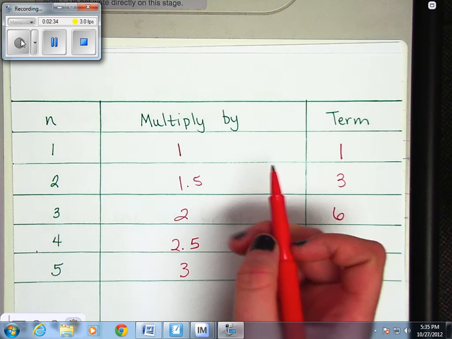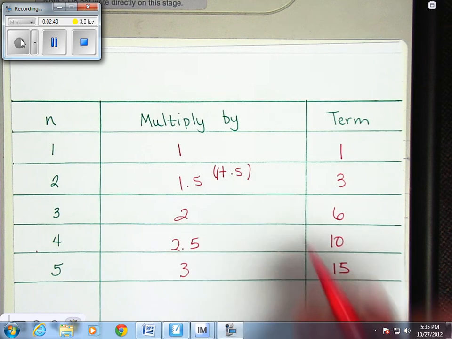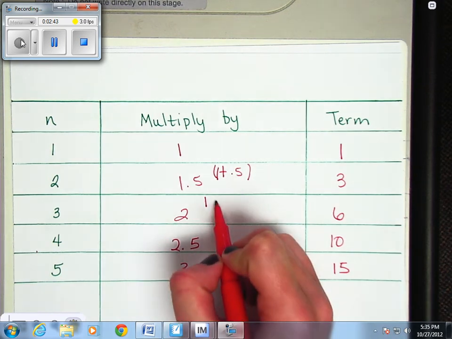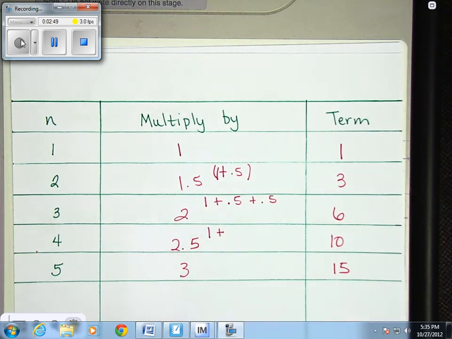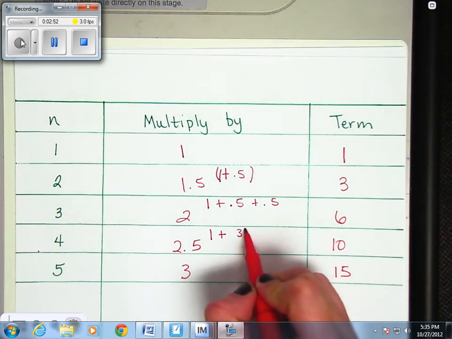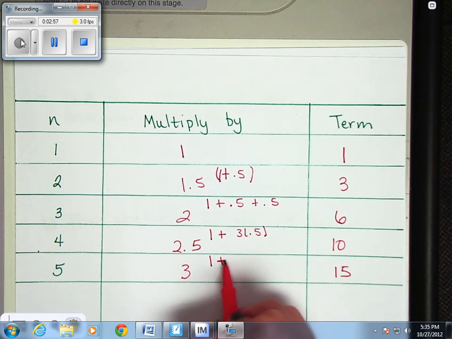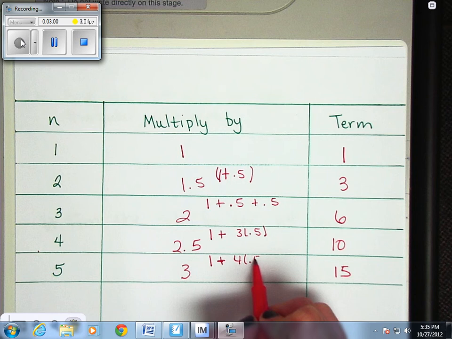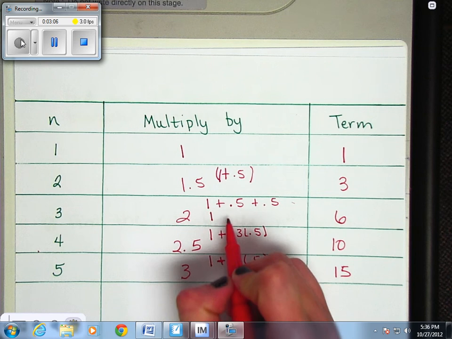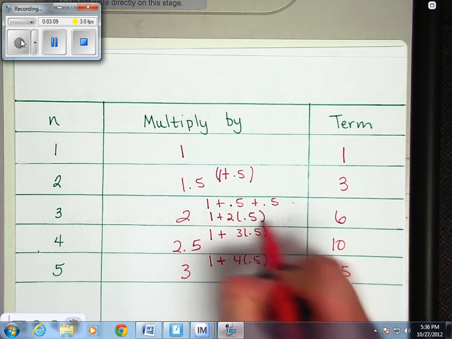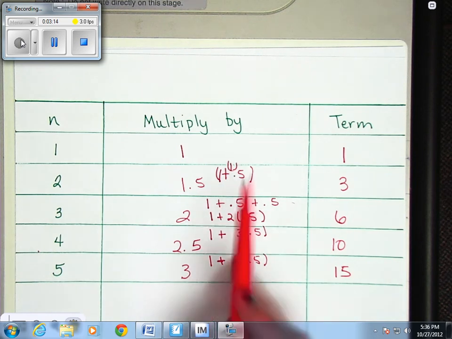To get this number, we know that it's 1 plus 0.5. Then this number would be 1 plus 0.5 plus 0.5. And this number is 1 plus what? 3 times 0.5. So this fifth term is going to be 1 plus what? 4 times 0.5. Now we can clean this one up a little bit. That's going to be 1 plus 2 times 0.5. Good job. And we already know that this is 1 plus 1 times 0.5.